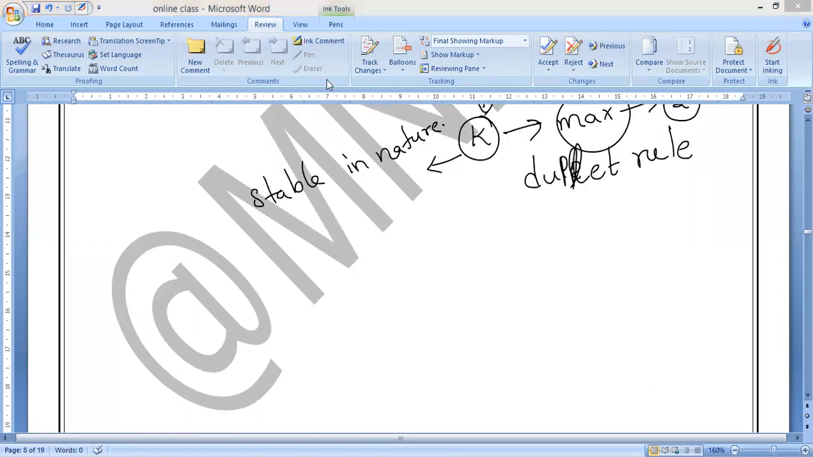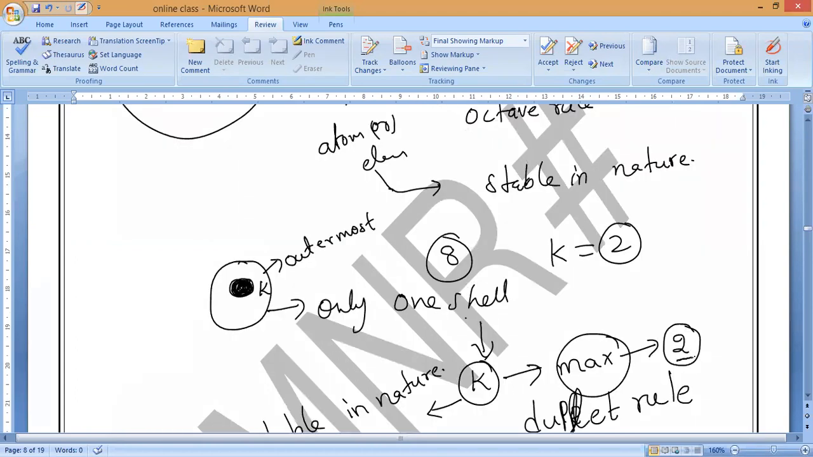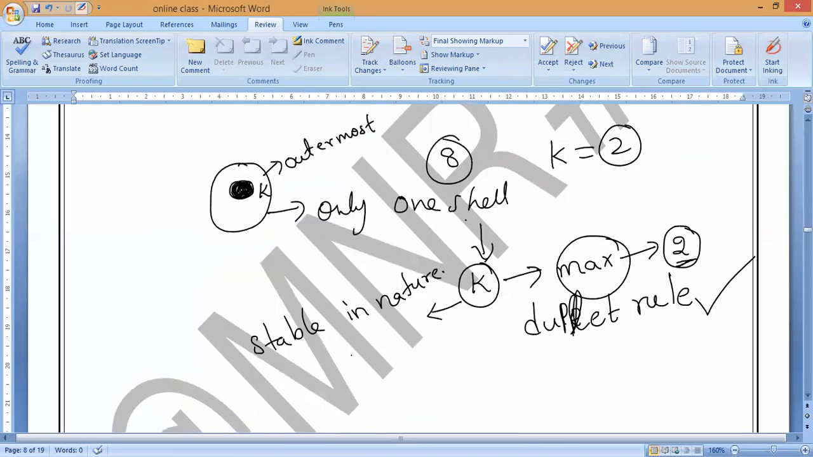as in hydrogen, and that K shell itself is the outermost shell. The number of electrons which we can fill is 2. That is called the duplet rule. Then also it will become stable in nature.